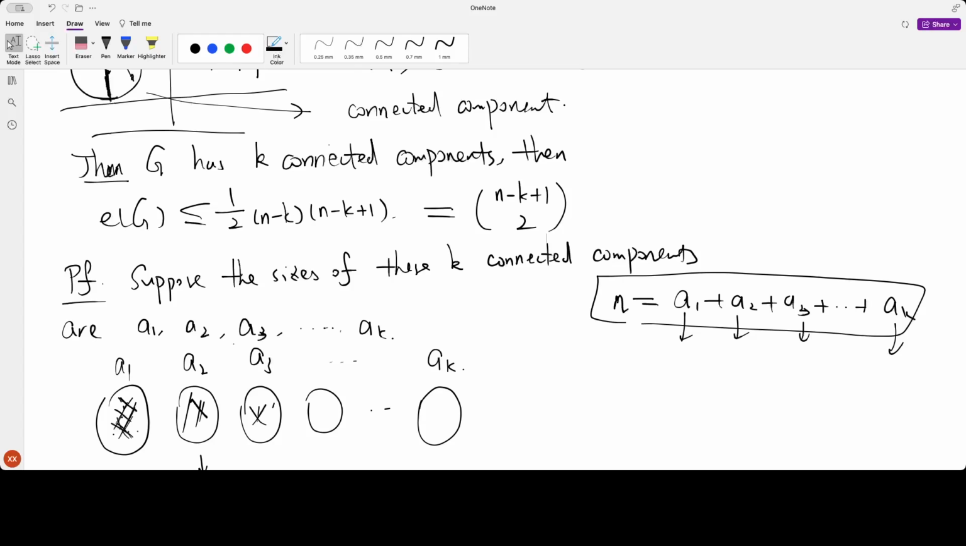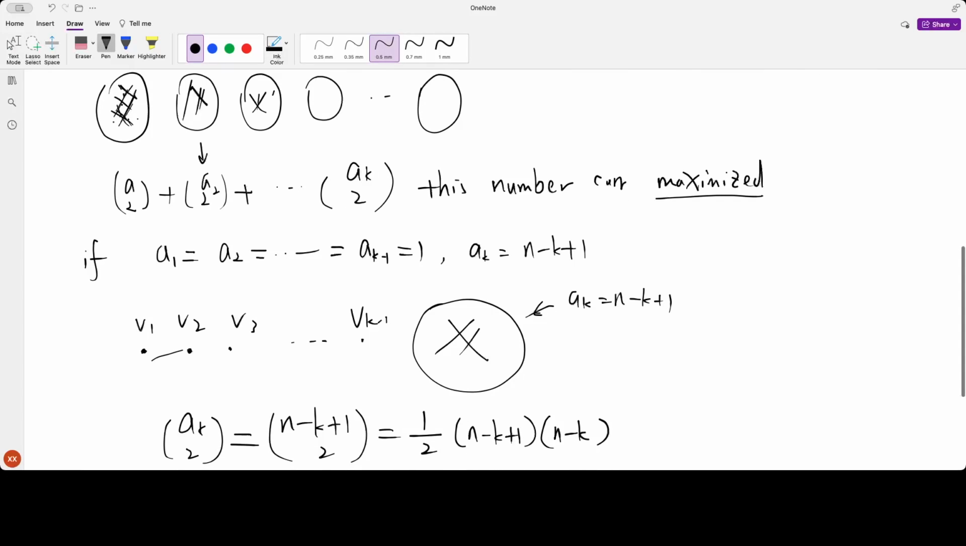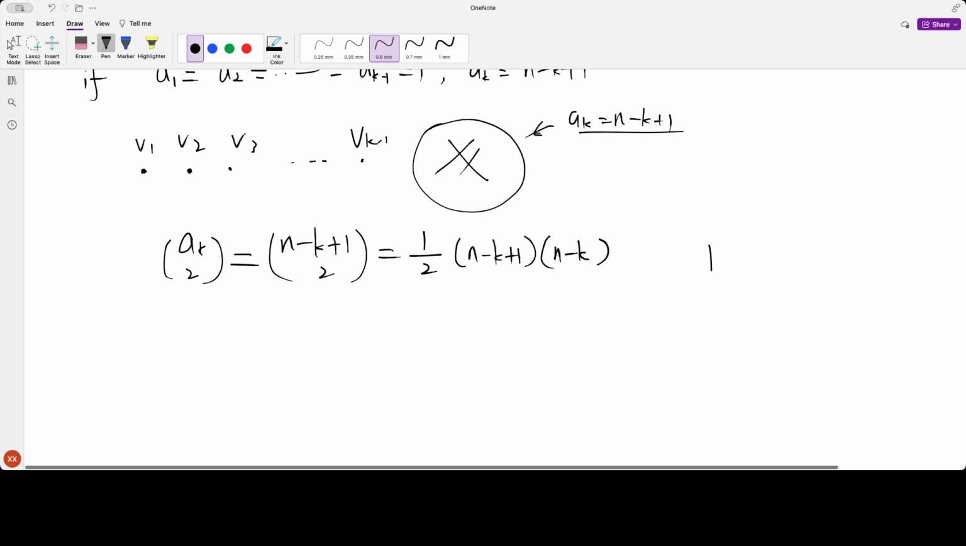So this is the maximum number possible of the edge numbers. It is achieved by this graph. Every part has one vertex, except the last part has more vertices, n minus k plus 1 vertices. This is not very difficult, and so this is the proof.